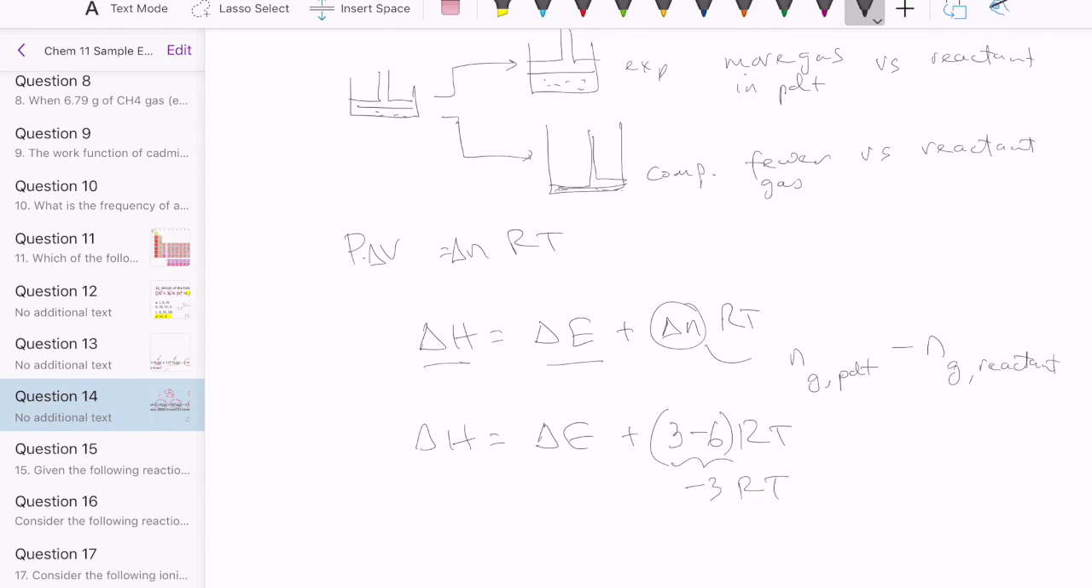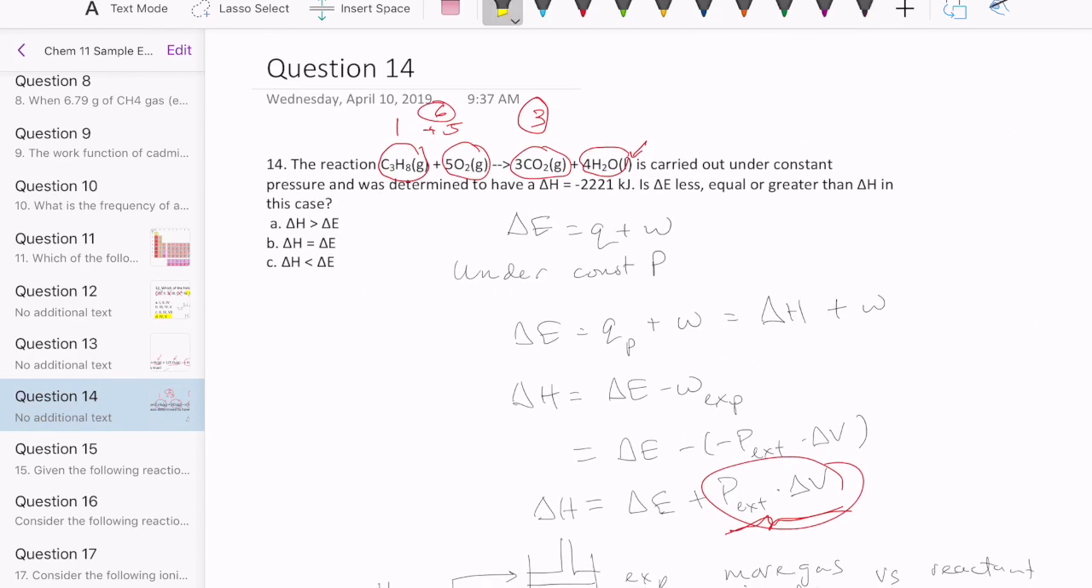So if delta H is equal to delta E minus something, that of course means that delta E is a bigger number than delta H, or delta H is a smaller number than delta E. Okay, so that means that your answer here is C.